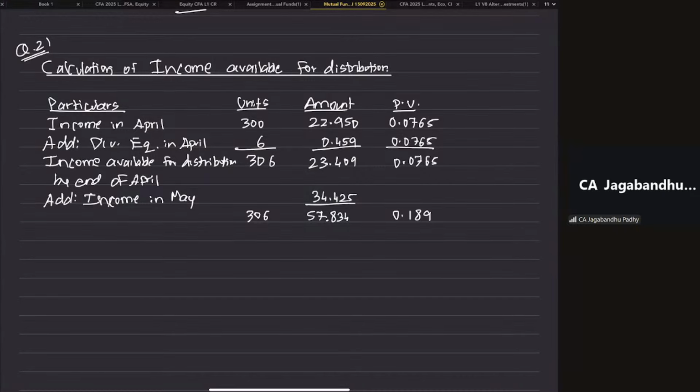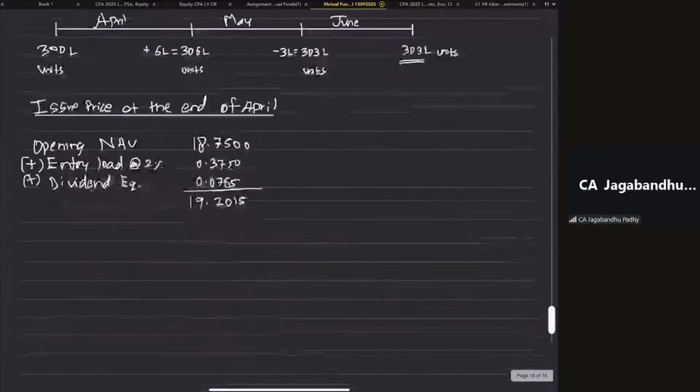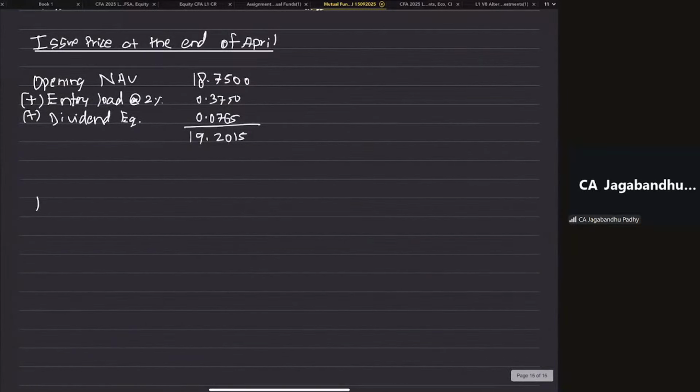Now, since this is 0.189, in May, what is happening? Certain units are getting redeemed, right? So I need to get the redemption price at the end of May. 3 lakh units are redeemed.